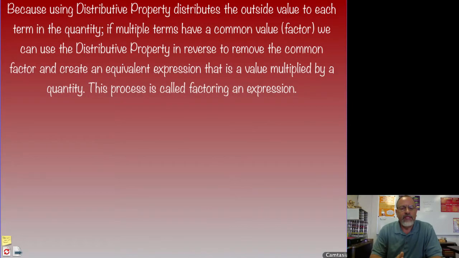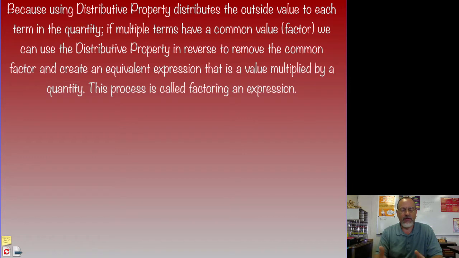Algebra Chapter 1, Lesson 5, and we want to look at how we can use the distributive property to help us do what we call factoring. Because using the distributive property takes a number or a value that's outside and distributes it to each one of the terms on the inside, those final terms have that number that's on the outside as a factor of the final answer.